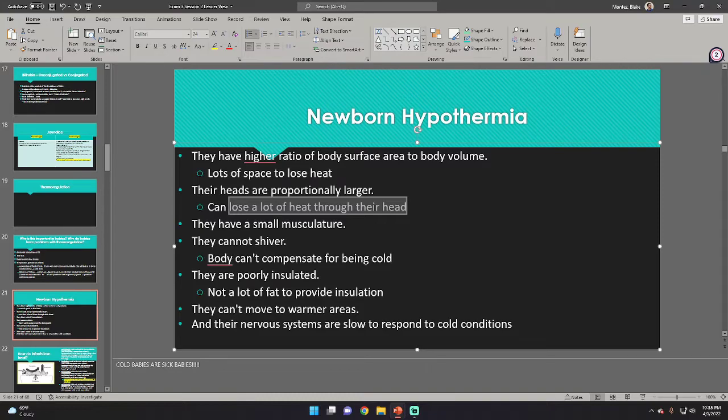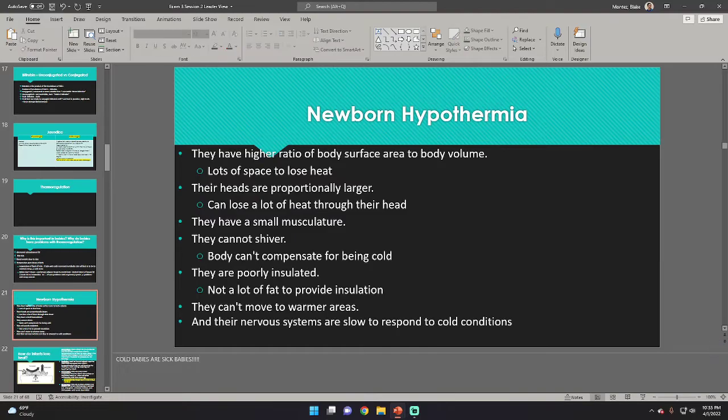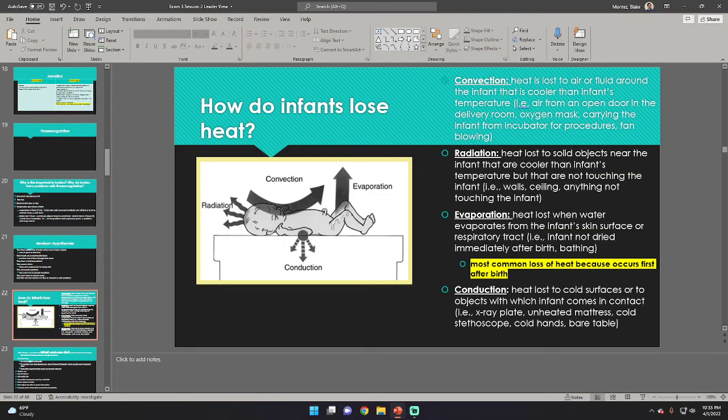Not a lot of fat to provide insulation. They can't say, "Hey, mom, I'm cold," and if there's a cold fan blowing on them, they have no ability to relocate themselves or to pull a blanket over themselves. So it's up to us as nursery nurses to really advocate and take care of them, and teaching as well. And the nervous systems are slow to respond to cold conditions. Cold babies are sick babies. Okay, how do infants lose heat? This picture is amazing. You'll see it on Google.